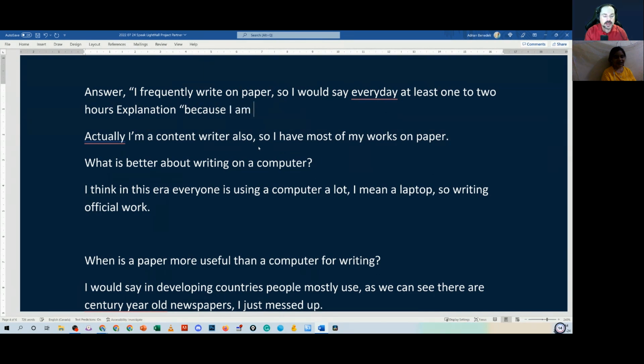Because I am a content writer. What do you mean by content writer? What do you write content for? I write for a newspaper, a local newspaper over here. Okay, perfect.